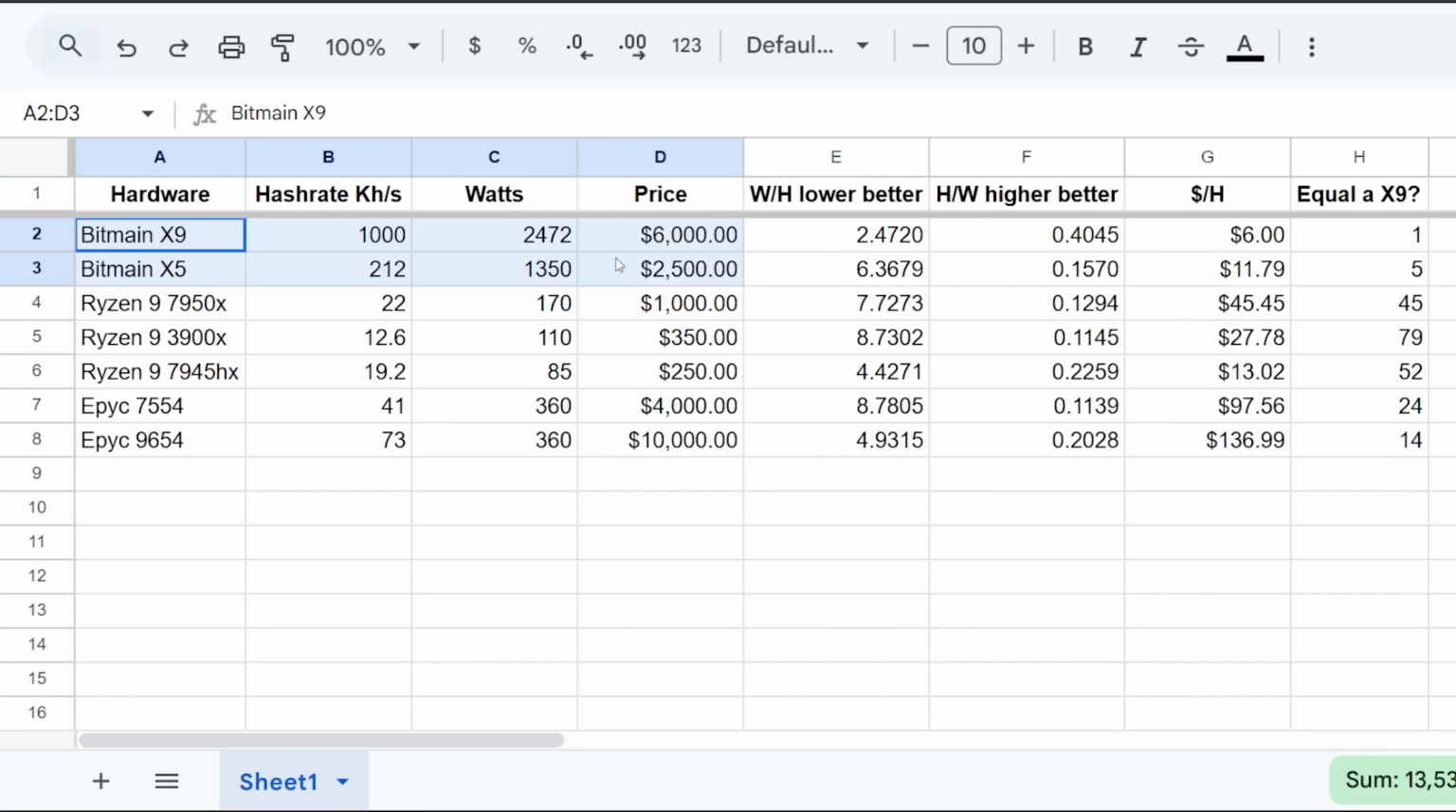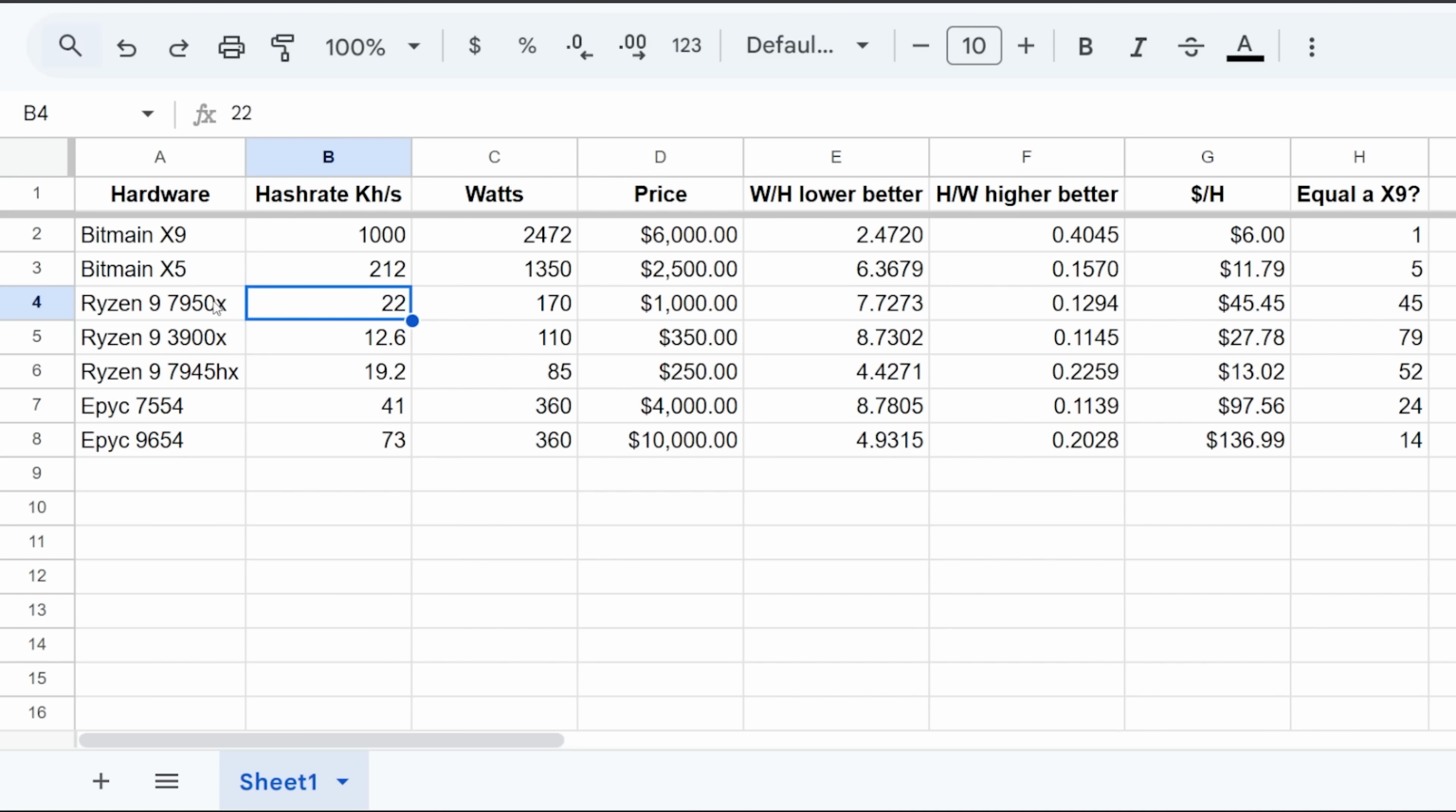Okay, so looking at the X9, 1000 kilohash. I'm doing this by kilohash. I have a Bitmain X5 here, 212 kilohash. So you can see that's about a 5x in hash rate increase for the new model, the X9 here. And then in power consumption, it's about a 2x roughly as of now.